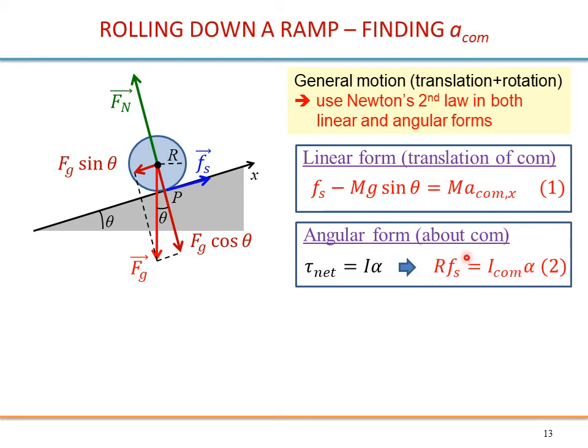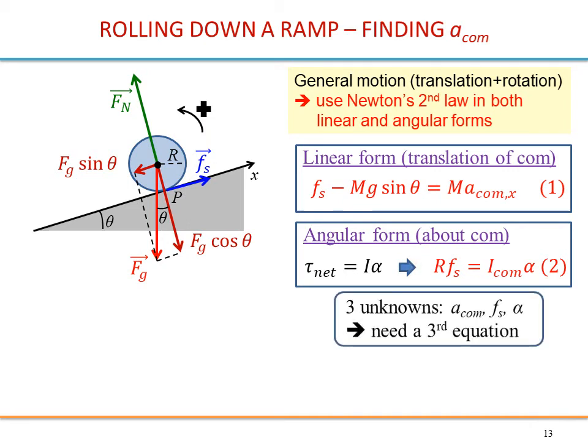So we choose the sign convention. We choose a plus for torques producing rotation in this direction, which is the case. Okay, so we have a plus here. So let's examine this. We have a com that we want, we have fs, alpha. So three unknowns. We need a third equation.